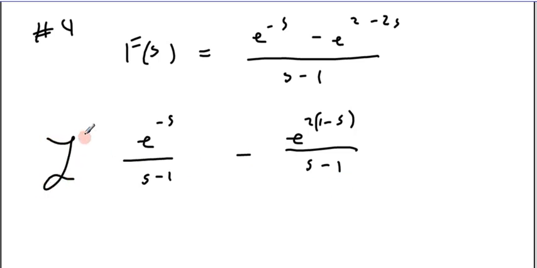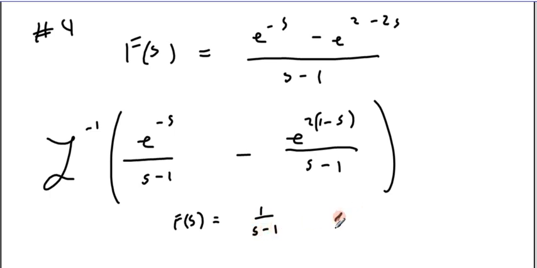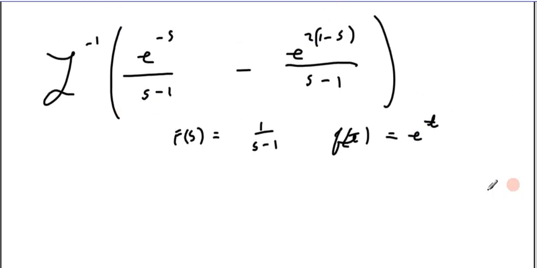And I want the inverse Laplace transform of that. I see that the Laplace transform I'm dealing with is 1 over s minus 1. F of t turns out to be e to the t. So I look at it again and I say, well, the inverse Laplace transform of e to the minus s over s minus 1 is going to be a unit step function t minus 1, e to the t minus 1.